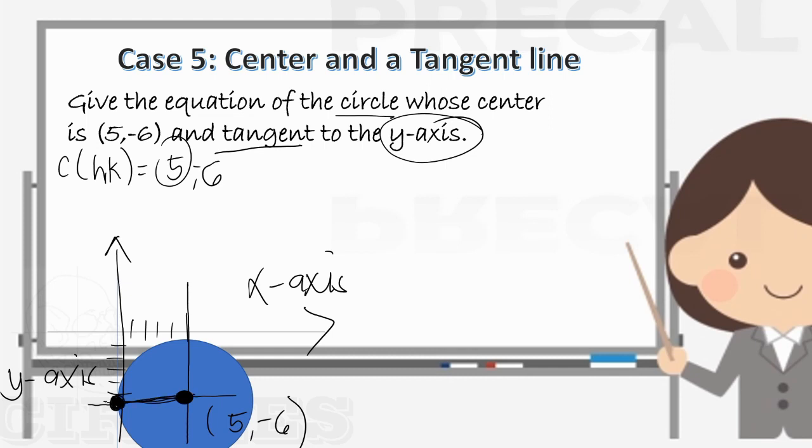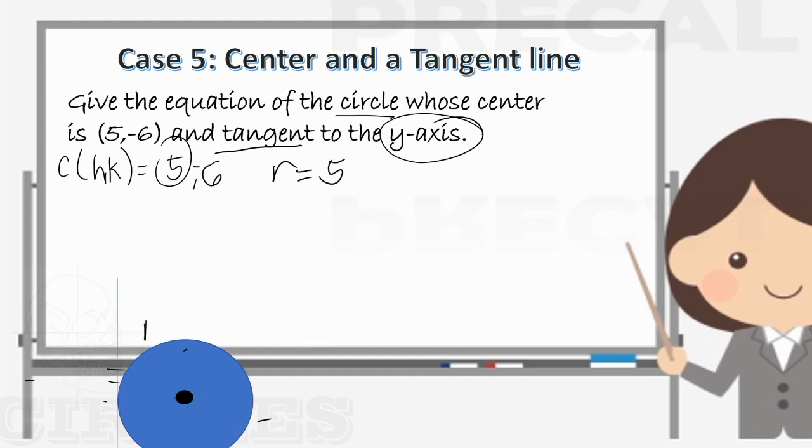So, yung distance nito, ito yun, di ba? 1, 2, 3, 4, 5. So, there are 5 units away from the y-axis. So, yung radius natin is equal to 5.